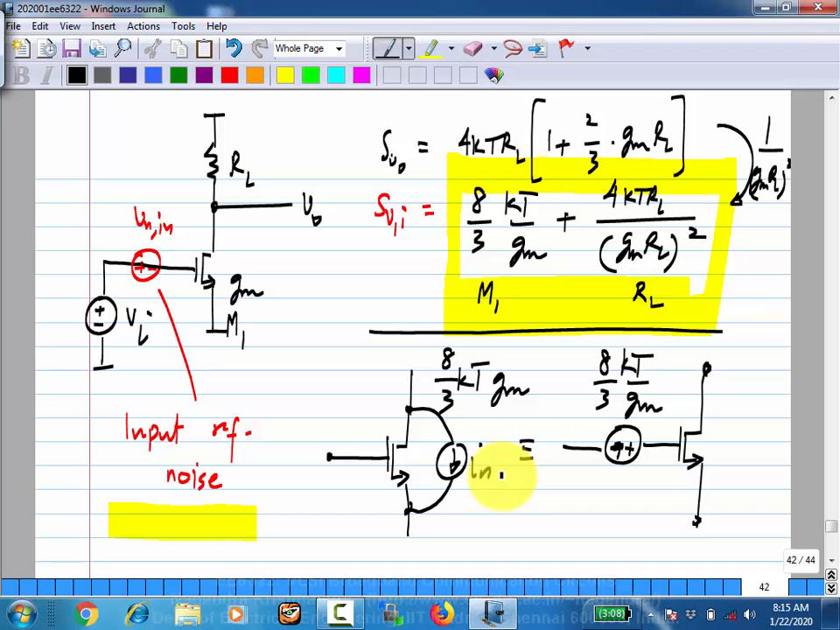Okay, these two are equivalent. You can use either one. Most of the time I use the current source model, but in some cases it may be easy to refer the noise of the MOS transistor also to the input. This is nothing new here. For a resistor also we use either a parallel current source or a series voltage source. Similarly here we have to use it in series with the gate.